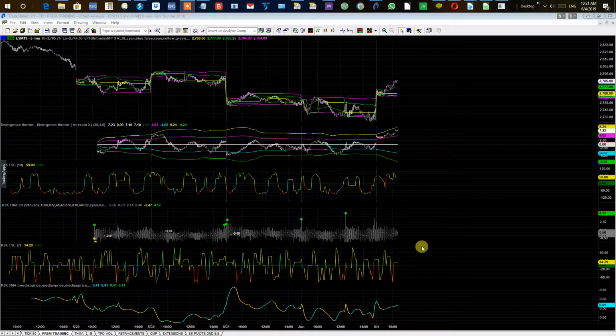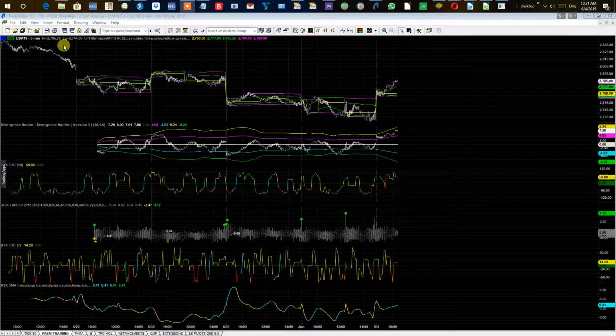Now we have on this particular screen the daily market profile. We have an indicator called Divergence Hunter, excellent indicator. We've also placed on this screen an indicator that we modified, which has been very, very useful in determining divergence on the premium. It just shows up so very, very well.